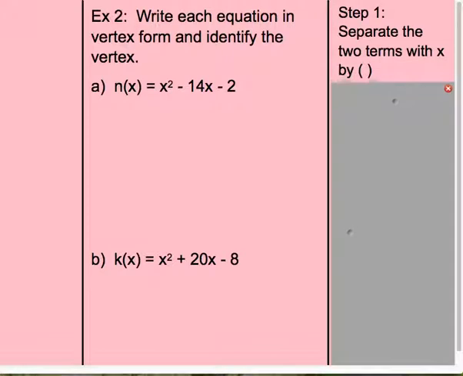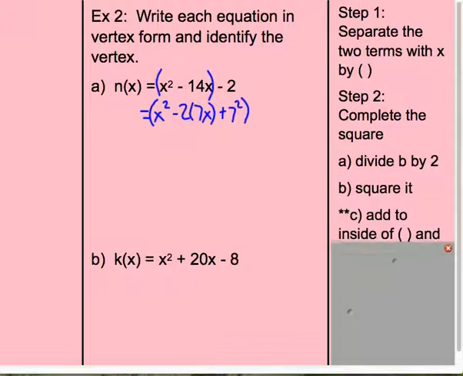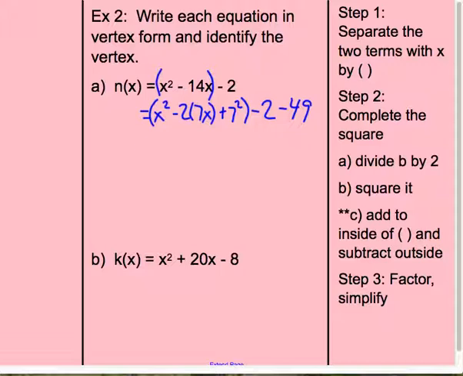So first step, isolate those 2 terms with a parenthesis. Complete the square, cutting b in half, squaring it and adding it inside the parentheses, and then subtracting it outside the parentheses. Then we're going to factor and simplify to get it in vertex form. So the x minus 7 drops down with the square on the outside. Negative 51 simplifies outside our parentheses. So our vertex is positive 7, negative 51.